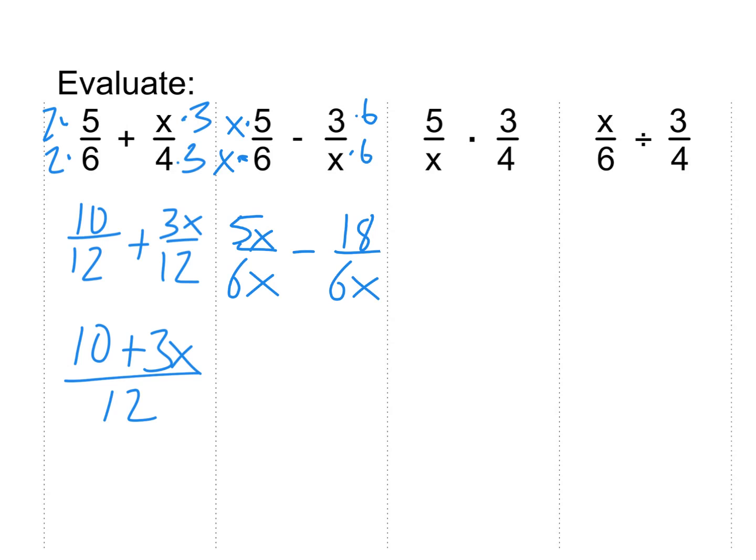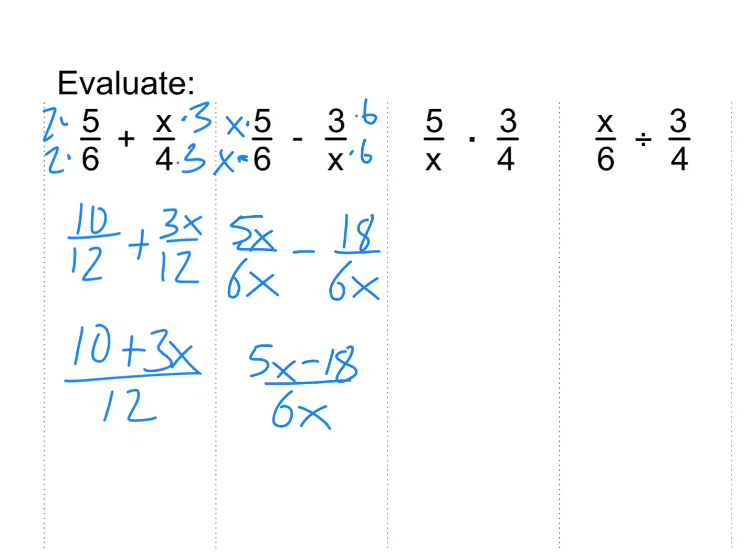And then we do the subtraction. Now, remember, when doing addition or subtraction, we need a common denominator because that denominator stays the same. So we know it's going to be over 6x. And then on the top, I go ahead and do the subtraction. So 5x minus 18, well, that's going to be 5x minus 18 because, again, they are not like terms. So that is our final answer and as good as it gets.